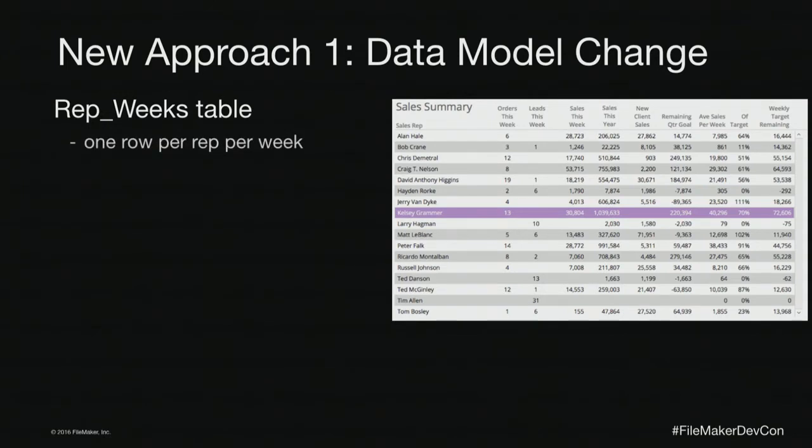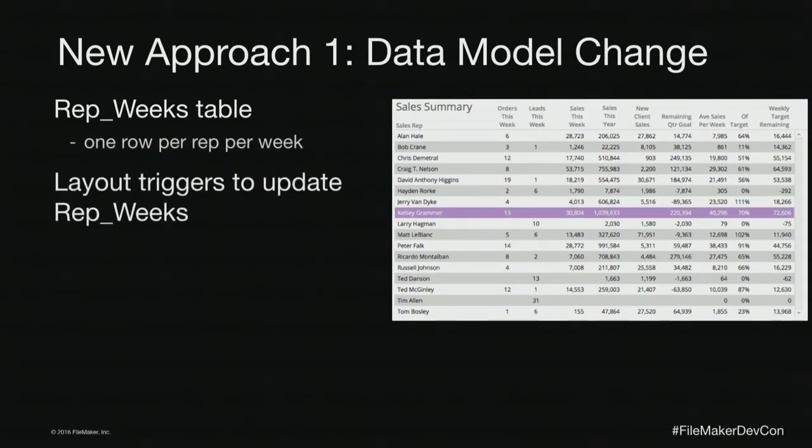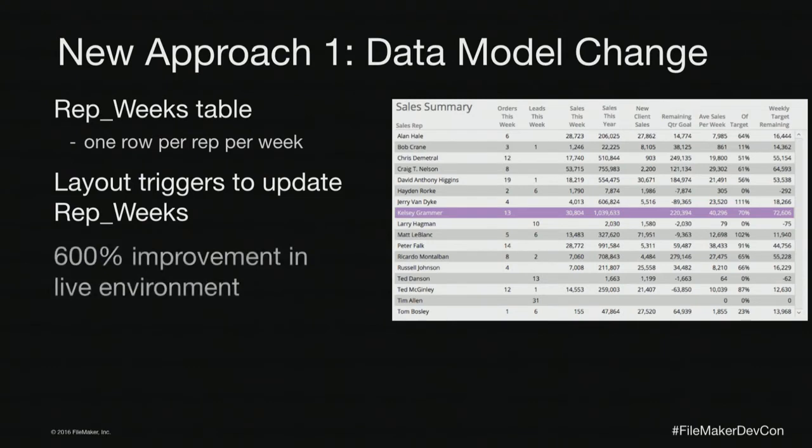So we create one row per rep per week, and we use layout triggers, or could use layout triggers, certainly not the only option, but use layout triggers to essentially update rep weeks as reps commit orders. And this is just obviously an example case. In our particular case, and this was a live environment that we built for somebody, we saw dramatic improvement, 600%.